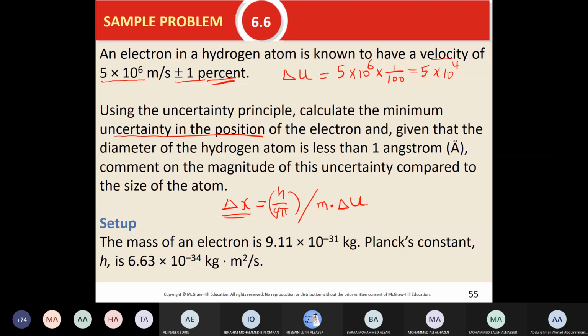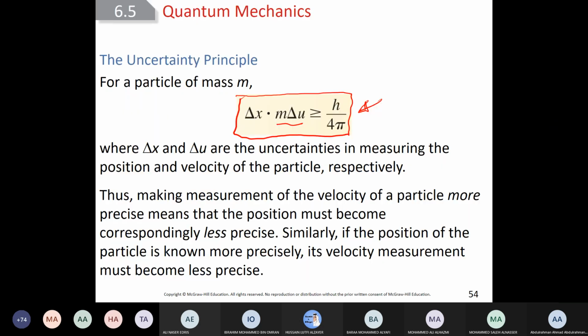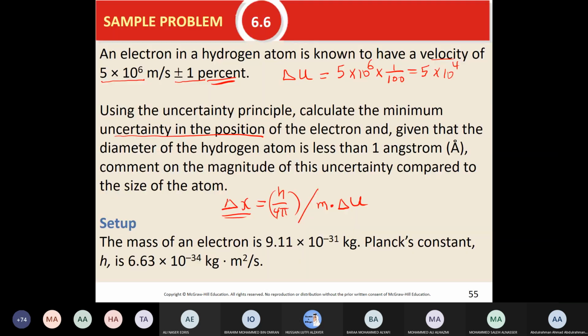That's the uncertainty in position, and we're using this equation. This is delta x equal to what? H over 4 pi divided by m delta u. Okay, so it's divided by m delta u. So give me an answer. The mass is given to you here. It must be in kilogram. Don't forget. And this is the error.